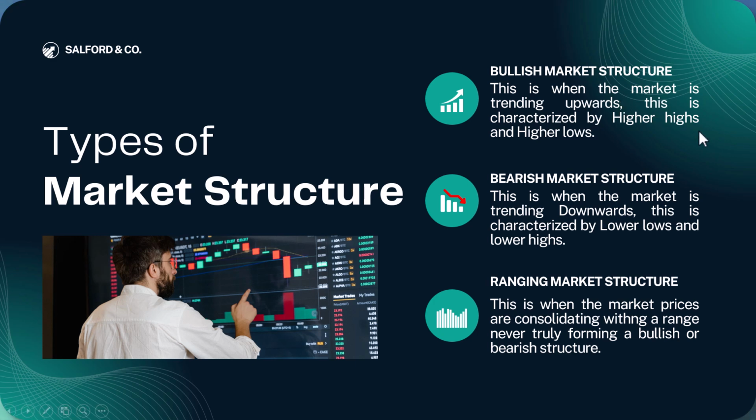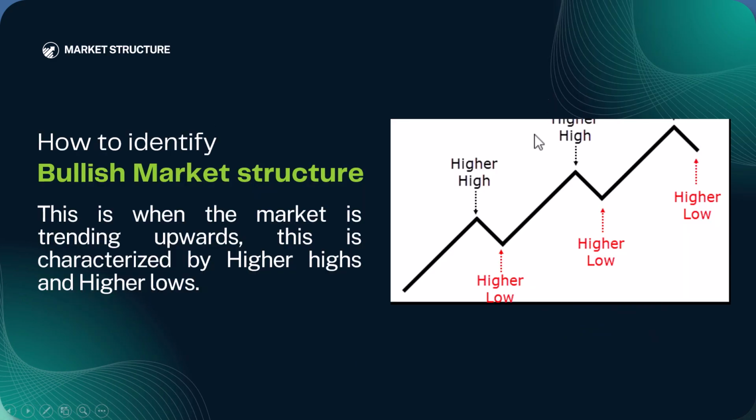So bullish market structure is characterized by higher highs and higher lows. Let me give this example over here. This is when the market is trending upwards and is characterized by higher highs and higher lows. So as you can see over here, this is a higher high.